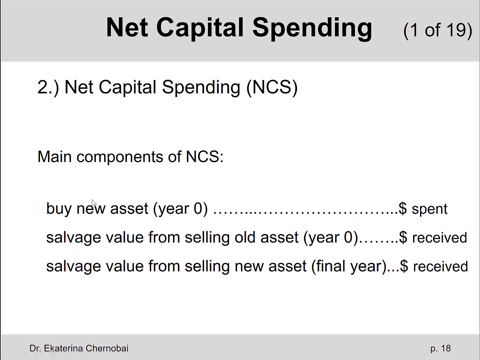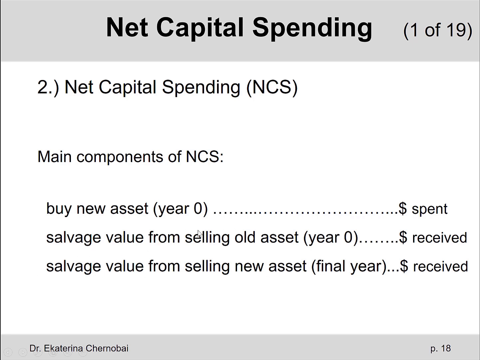In year zero, there's a big amount of money that is spent, right? We're buying a new fixed asset. For example, it could be a building or a piece of equipment, a laptop, anything that would make the production possible. So we spend money in year zero on buying such an example of a fixed asset. And then in the final year, we are going to be selling it. And the money we collect when we sell something is called salvage value.